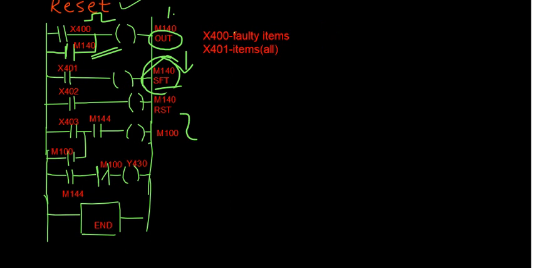Now I am coming here, and this action would not happen until I come to this, because this M144 is closed only after the fourth operation takes place, or the fourth item has moved. So when M144 is closed, you can see here Y getting activated, because M100 is already a normally closed switch.